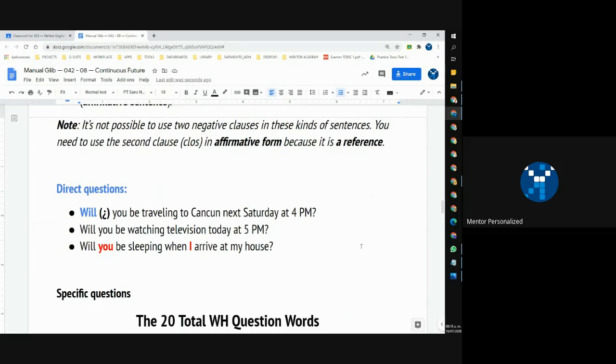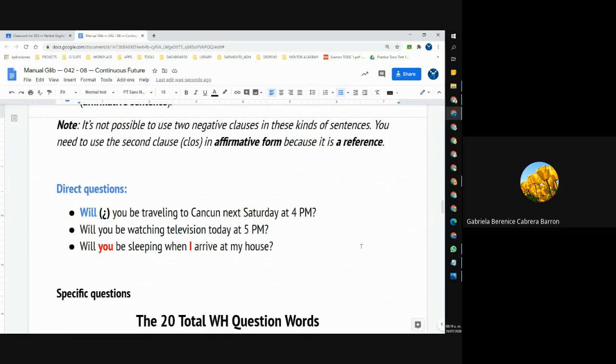Can you read number 2? Will you be watching television today at 5 p.m.? Answer? No, I won't be watching television at 5 p.m. I will be watching television at 10 p.m. Very good. Number 3. Will you be sleeping when I arrive at my house?